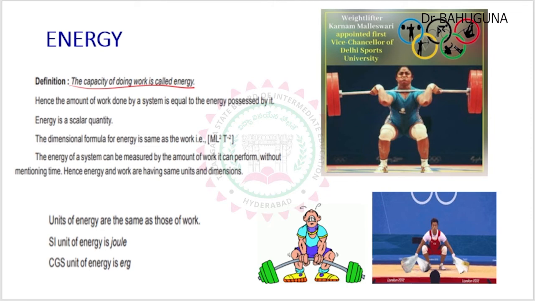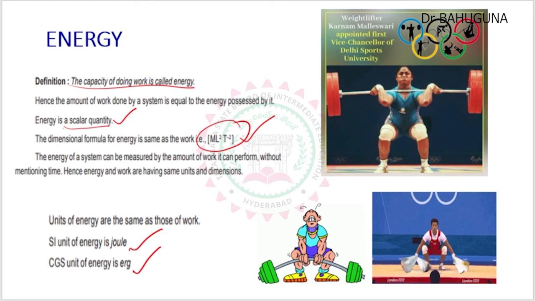Here, work and energy are same. Therefore, what is the unit for this one? Same as the previous. And it is a scalar quantity again, energy. What is the dimensional formula? Same as work, ML square T minus 2. And what are the units? Same, joule in SI system, erg in CGS system, because it's one and the same as work. So the units of work and energy are same, dimensional formulas are same, both are scalar quantities.